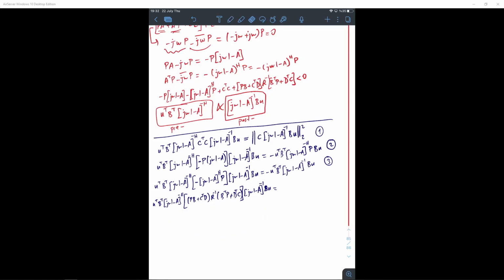That kind of notation we can use, and r minus half b transpose p plus d transpose c, okay, j omega identity minus a inverse bu, okay, and this is the fourth one, okay, this one's this, okay, sorry.